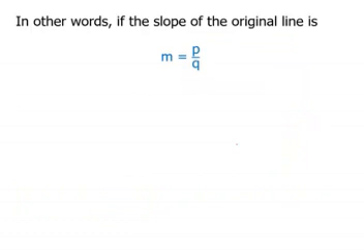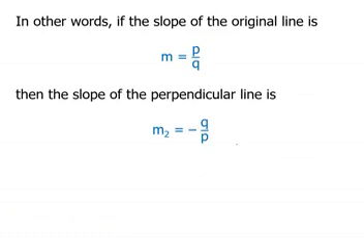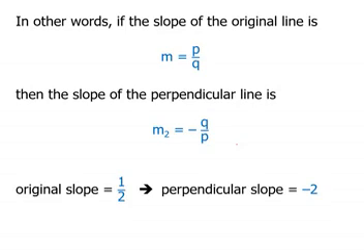So that's a hard idea to understand. In other words, if the slope of the original line is p over q, then to get the perpendicular line, we have to flip the fraction over and add a negative sign, negative q over p. So if the original slope is 1/2, then the perpendicular slope, 1/2 flipped over, the reciprocal of 1/2 is 2, and then we have to put a negative sign to it. So positive 1/2 and negative 2, those are two perpendicular slopes.